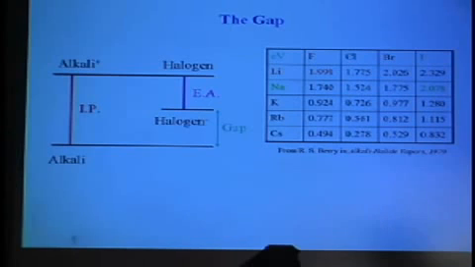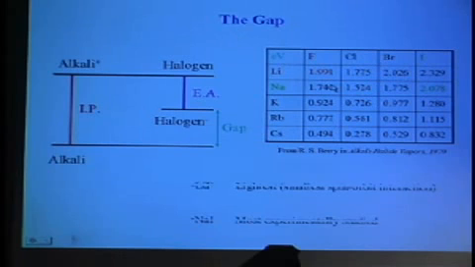So the thing that controls alkali-halide spectroscopy, by and large, is one number, and that number is the gap. The gap is the difference between the ionization potential of the alkali and the electron affinity of the halogen. And what's listed here from one of Steve Berry's old papers is all the different gap sizes for all the different alkali halides. And we're going to focus on two of them.